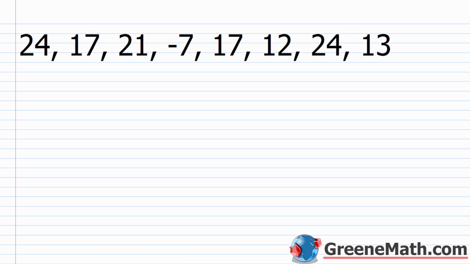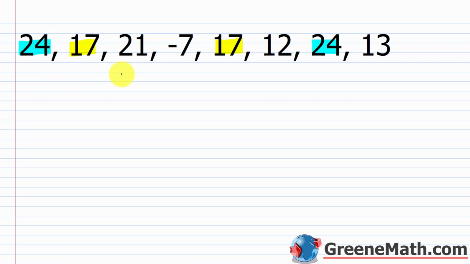All right, for the next problem, we have 24, 17, 21, -7, 17, 12, 24, and 13. So let's just take a look at what occurs more than once. So we have 24 that occurs here and here. And we have 17 that occurs here and here. And everything else just occurs once. So 24 occurs twice, and so does 17.